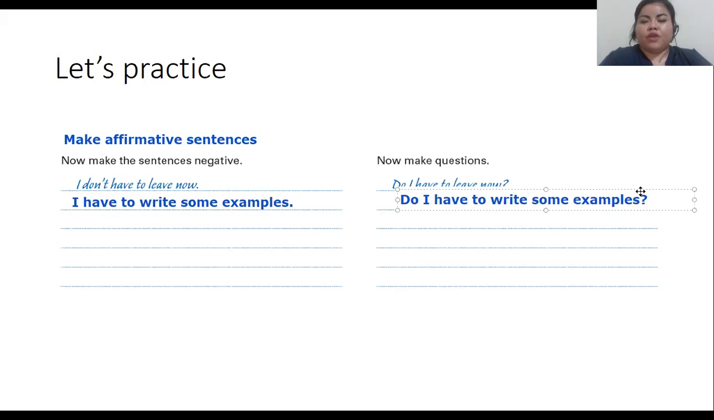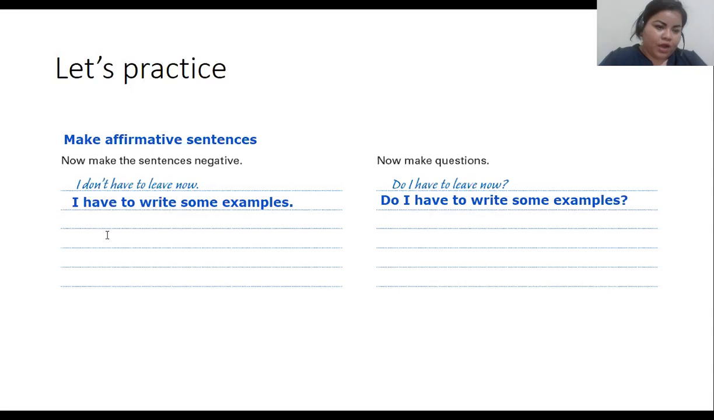Now, you can write here questions with I have to, she has to, he has to, right? We have to, right here. We have 1, 2, 3, 4. 4 examples, negative or affirmative, and 4 questions, okay? Let's go ahead and do that.